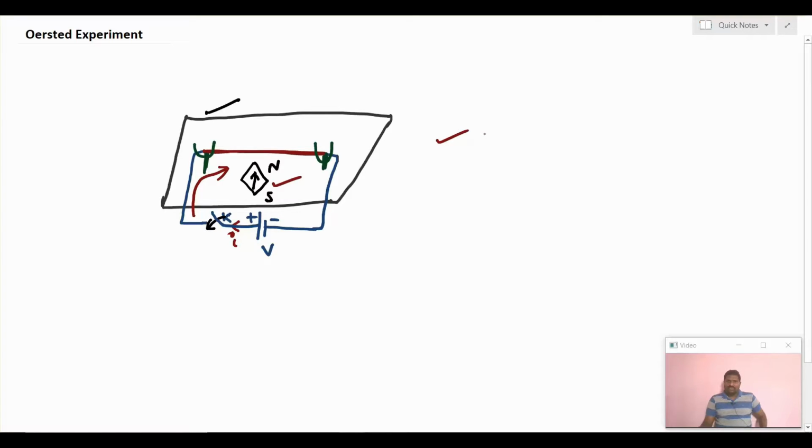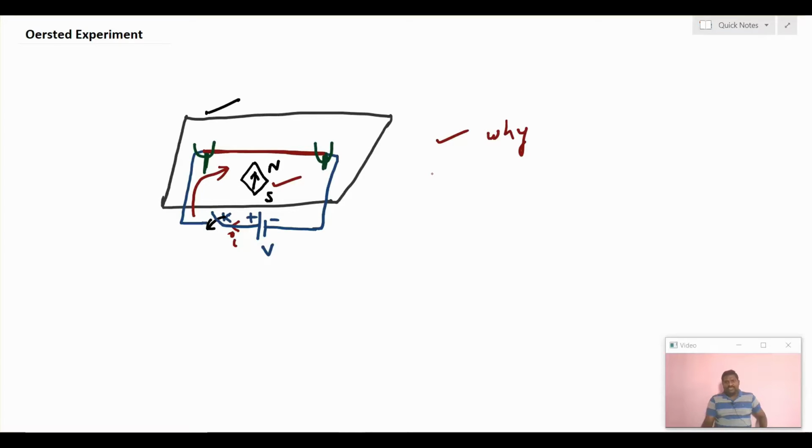So now the first question: what is the reason, why is the needle deflected? Is there any change in the position of the compass needle? Yes. The compass is deflected from one place to another place. Initially it is showing the north and south direction. After passing current through a copper wire, the needle changes to another position.